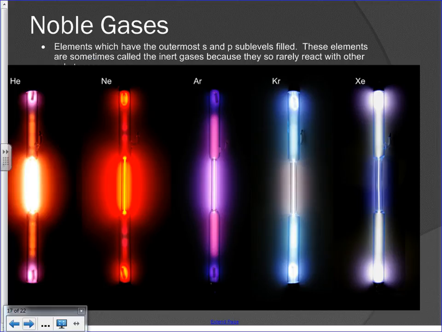Groups of things that appear on your periodic table: noble gases. We use noble gases in certain types of lights. You arc an electric current through them and they glow. That's where neon signs come from, though not all signs contain neon. They contain other noble gases, and that's what creates the different colors. Things like that.